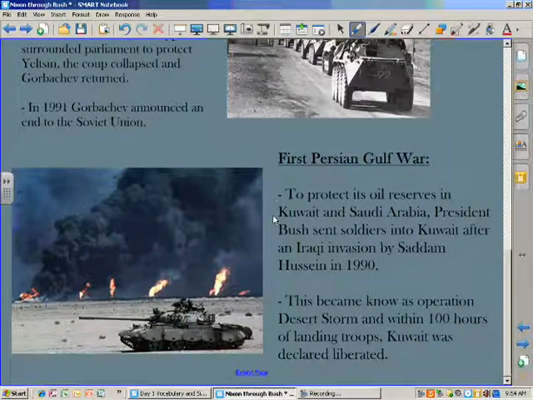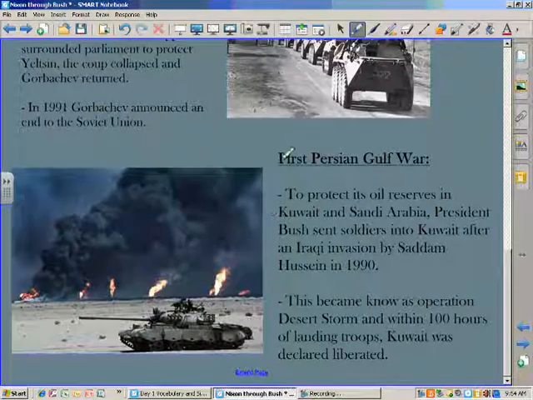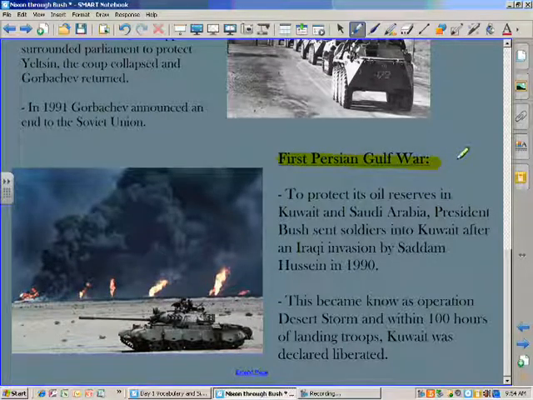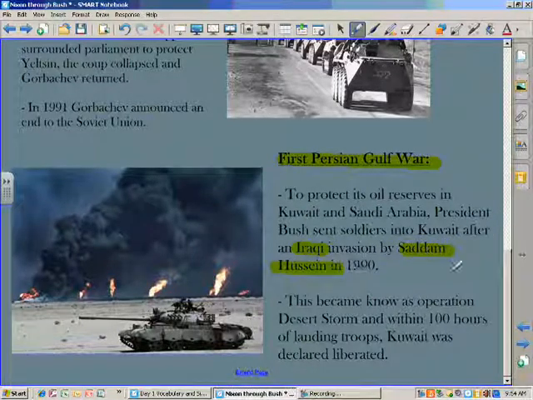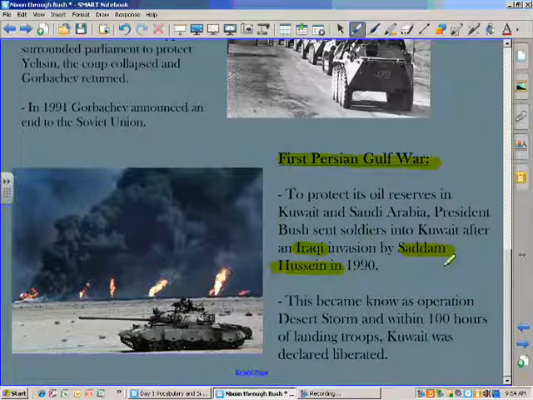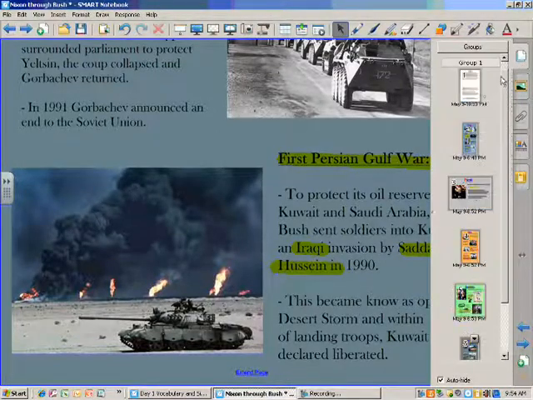Finally, I'd like to finish up with more of a current event. This was the first Persian Gulf War. To protect its oil reserves in Kuwait and Saudi Arabia, President Bush sent soldiers into Kuwait after an Iraqi invasion by Saddam Hussein in 1990. This became known as Operation Desert Storm, and within 100 hours of landing troops, Kuwait was declared liberated. If you've ever seen the movie Jarhead, the battle scene towards the end of the movie was during Desert Storm. So if you want to check that out, feel free.